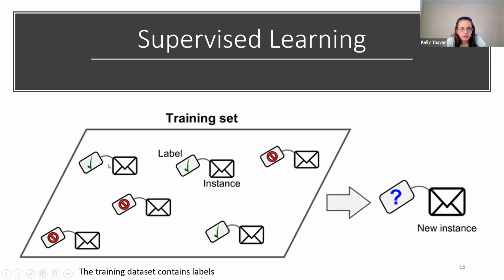So you'll see this is being shown by some tags. And then our job here is to figure out what is the tag on this new instance based on what we have seen before. This is considered supervised learning because there has been a human intervention to indicate what is good mail and what is bad mail. That's the supervised aspect of the supervised learning.